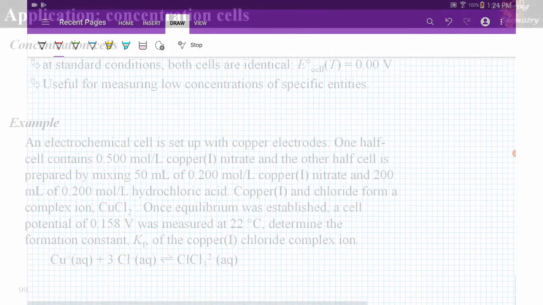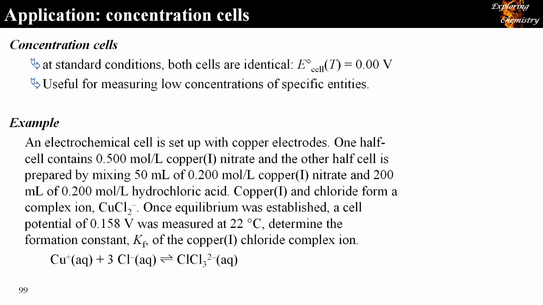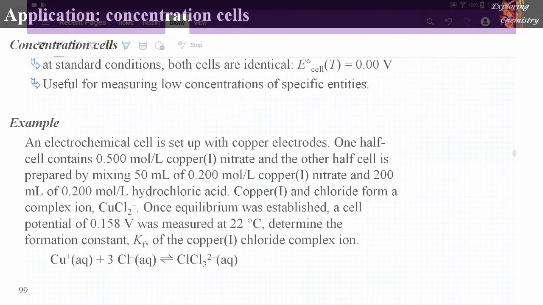This is the next question we're going to be looking at. And it's the electrochemical cell for concentration cell. And we need to figure out the formation constant Kf of the copper 1 chloride complex ion. So there's two things that we need to understand here. We need to understand what's happening from a chemistry perspective, and we need to understand what's happening from a measurement or the current perspective. Current as in electrochemical cell perspective.